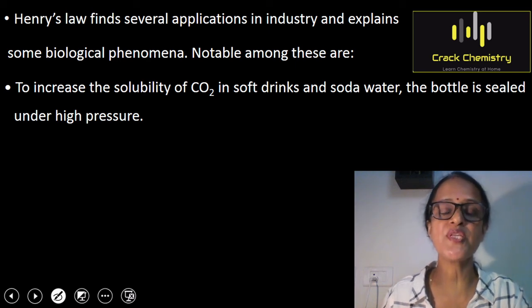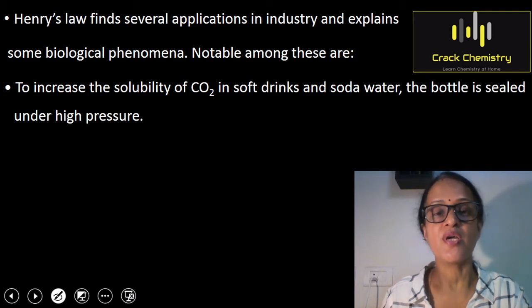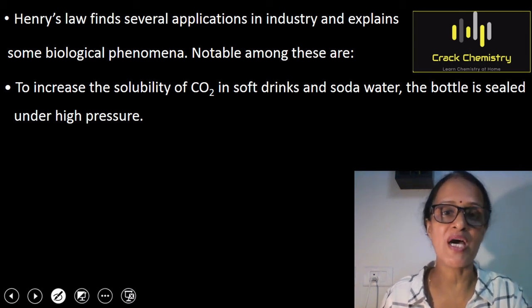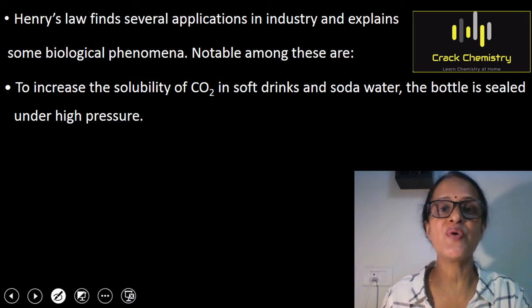But once you open the soft drink bottle, the equilibrium is disturbed. Now it is exposed to a lower pressure, as a result of which the excess CO2 will come out. And the process will continue until a new equilibrium is achieved. After some time, the soft drink will turn flat. I hope it is clear to you.